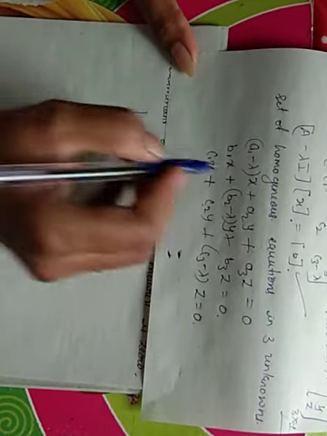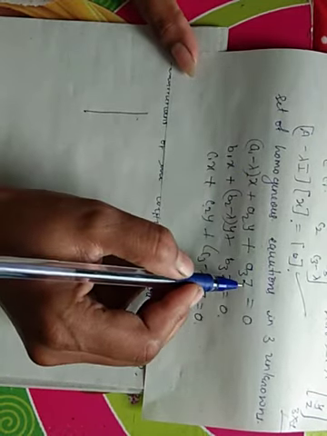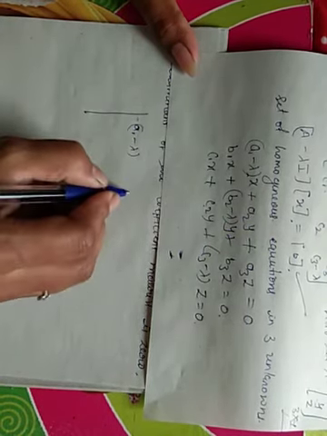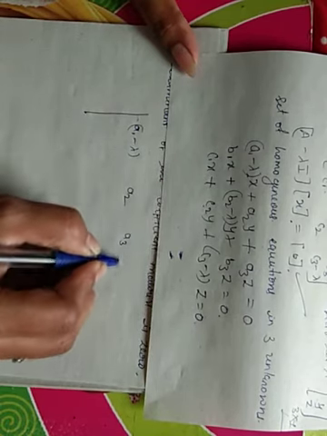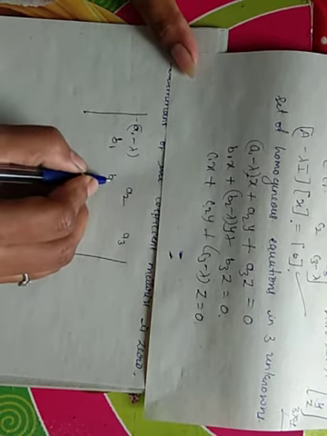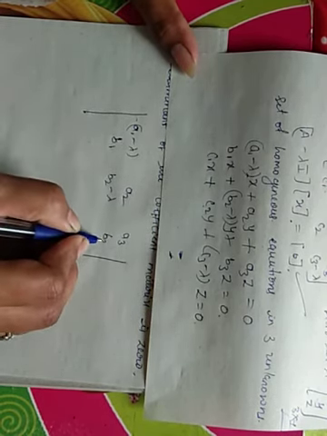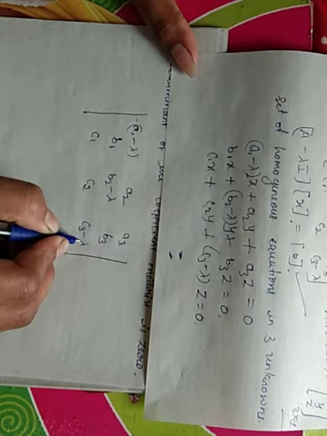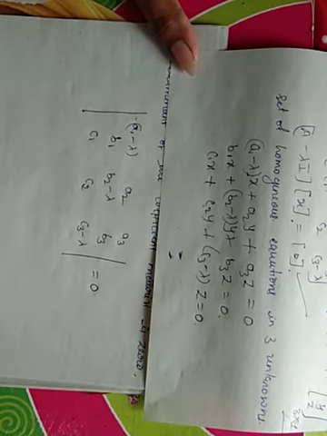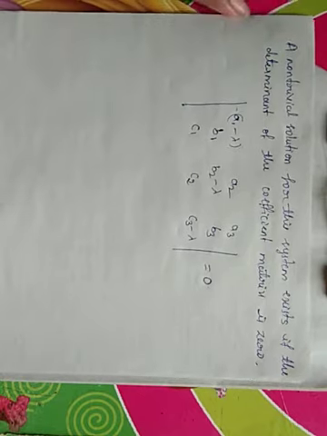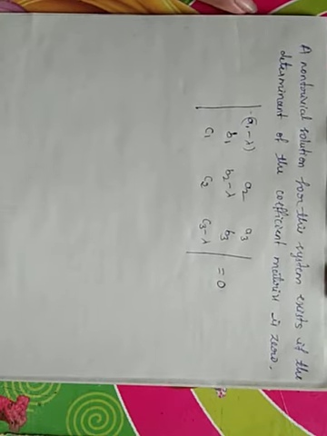It means the determinant of the coefficients of the unknowns in the first equation: the coefficient of x is a1 minus lambda, the coefficient of y is a2, the coefficient of z is a3. Similarly for the second equation, the coefficient of x, coefficient of y, coefficient of z, and the same for the third. That determinant should be 0. If that determinant is 0, then we say that a solution will exist.